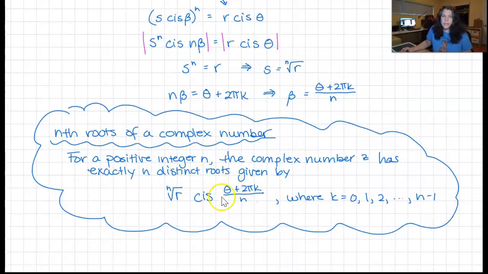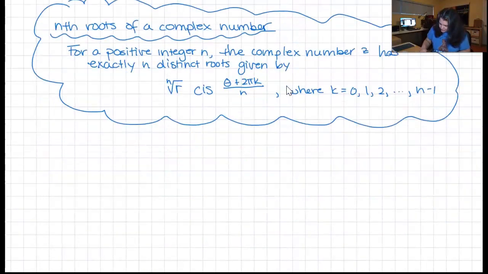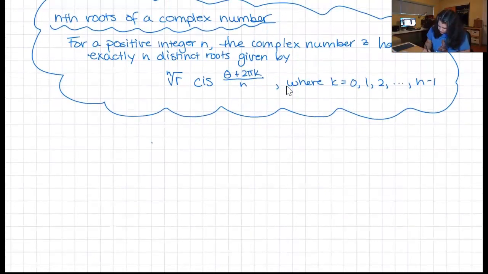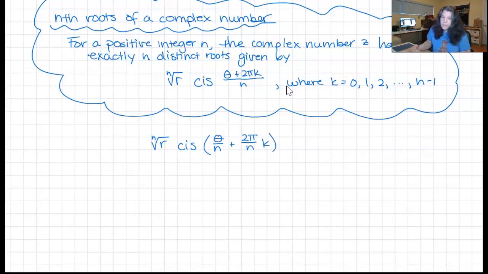This thing too, right here, looks more complicated than it really is. And what the heck does all of this mean? So I'm going to go ahead and break it down for you. A lot of books will write it like this, but there is another way to write it, which I think is easier to work with. Basically, I'm just going to separate the fractions. So I'm going to write it as the nth root of r cis theta over n plus 2 pi over n k.